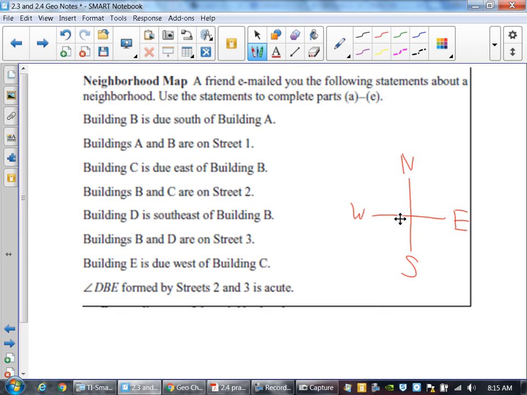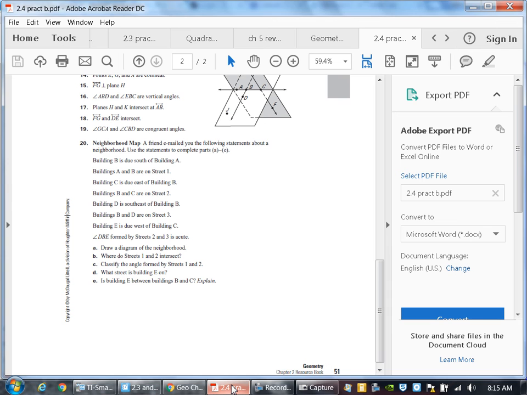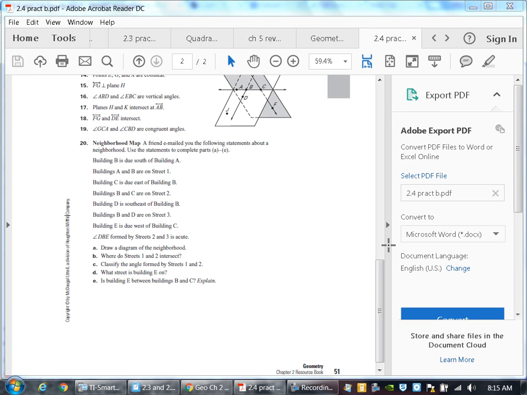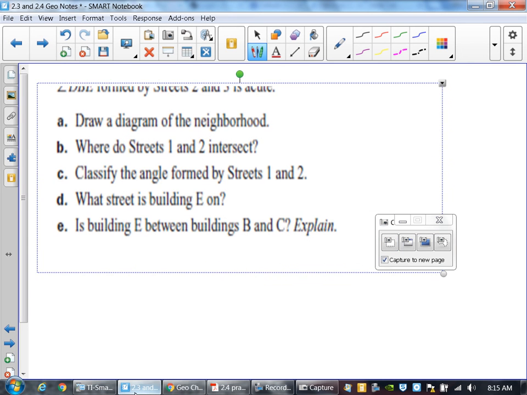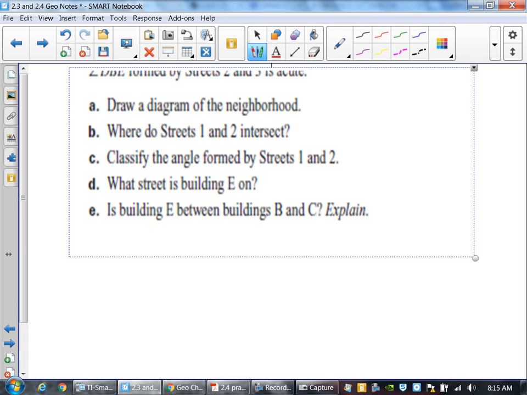So, yeah, we'll do stuff like this. I got a couple of things like this, and I got the law of detachment and syllogism to look at as well. So if I look at the diagram here, let's read the questions, and we'll go off our diagram. Draw a diagram of the neighborhood. Done. Where do streets 1 and 2 intersect? At B. Very good. They intersect at building B.